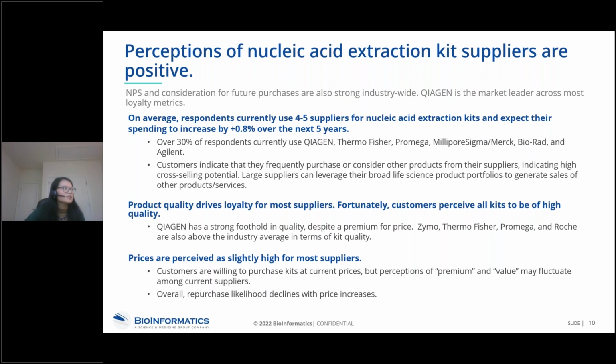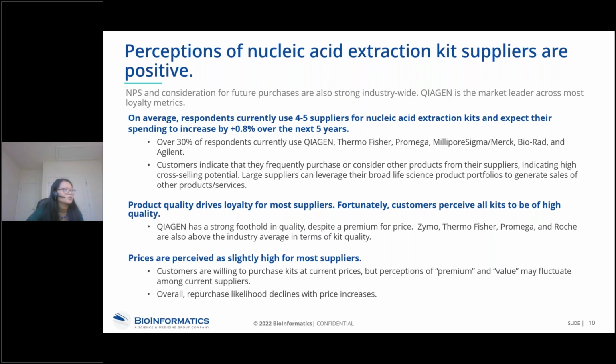On average, respondents currently use 4 to 5 suppliers for nucleic acid extraction kits and expect their spending on these kits to increase slightly by 0.8% over the next 5 years. Over 30% of respondents currently use QIAGEN, Thermo Fisher, Promega, MilliporeSigma, Merck, Bio-Rad, and Agilent. I do want to mention that this usage is not a reflection of market share, as the study was not intended to gauge estimated spend per supplier, but purely current purchasing behavior.